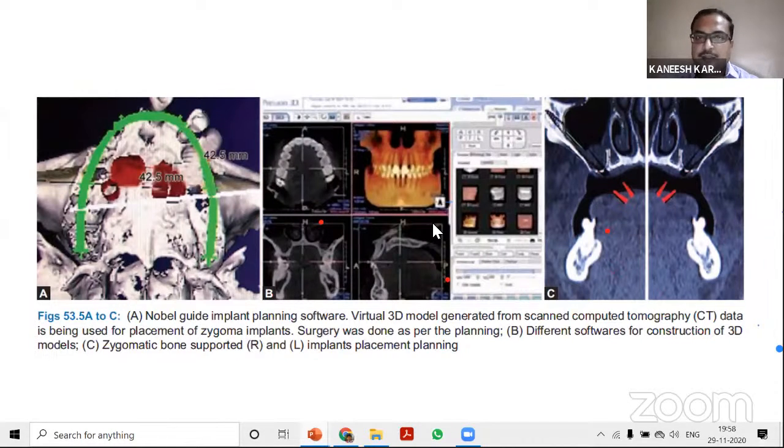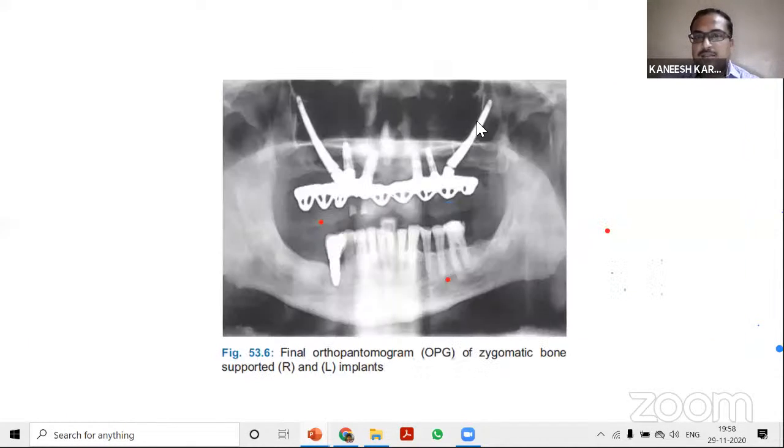This is a zygomatic implant. See here, it extends till the zygomatic bone, the zygomatic buttress, through the zygomatic bone. Other implants are placed till the maxilla.